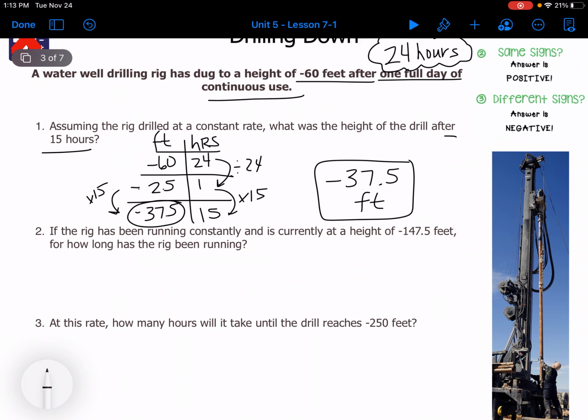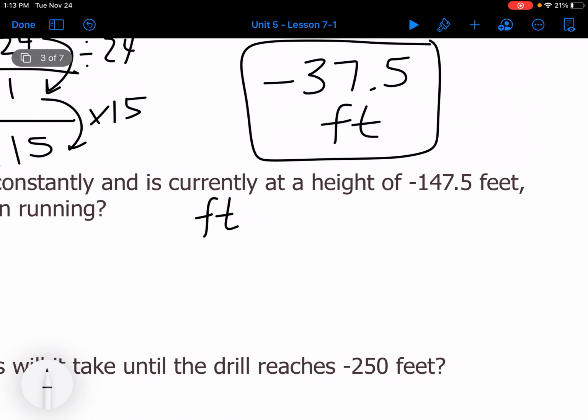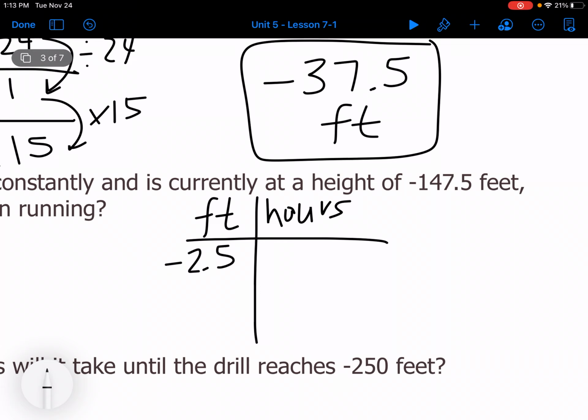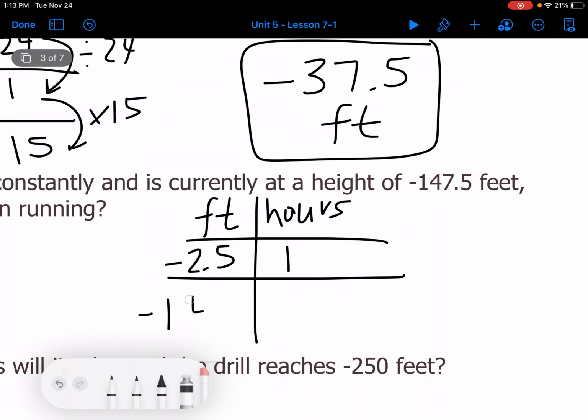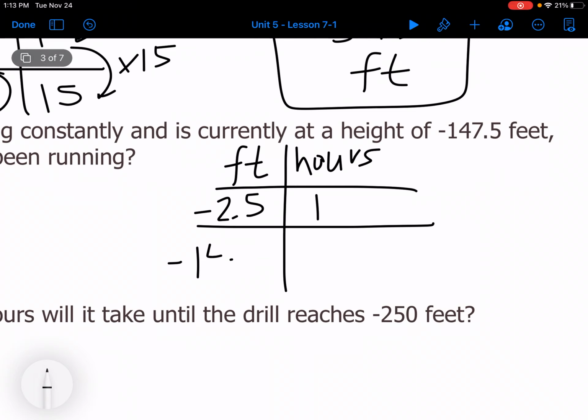So then it says the rig has been running constantly and is currently at a height of negative 147.5 feet. How long has the rig been running? Well, we can use what we already know. So we have feet and we have hours. We know that it does negative 2.5 feet in 1 hour. And we know that we have negative 147.5 feet, right?